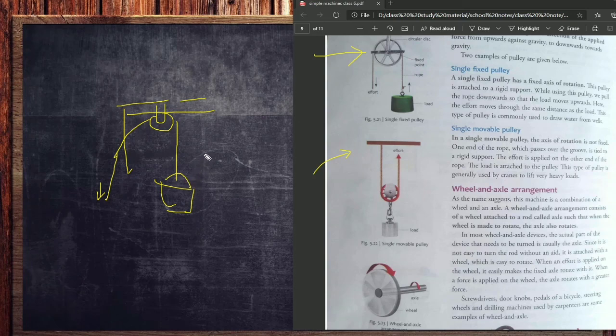There are two kinds of pulleys, that is single fixed pulley and single movable pulley. In a single fixed pulley, it is fixed at a certain point of rotation, whereas a single movable pulley is not fixed with the axis of rotation. That is the most important difference between them. I hope you get that idea.